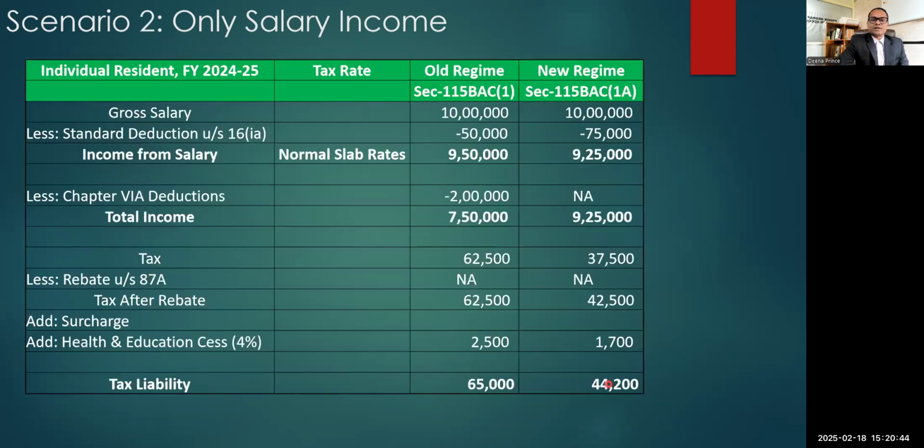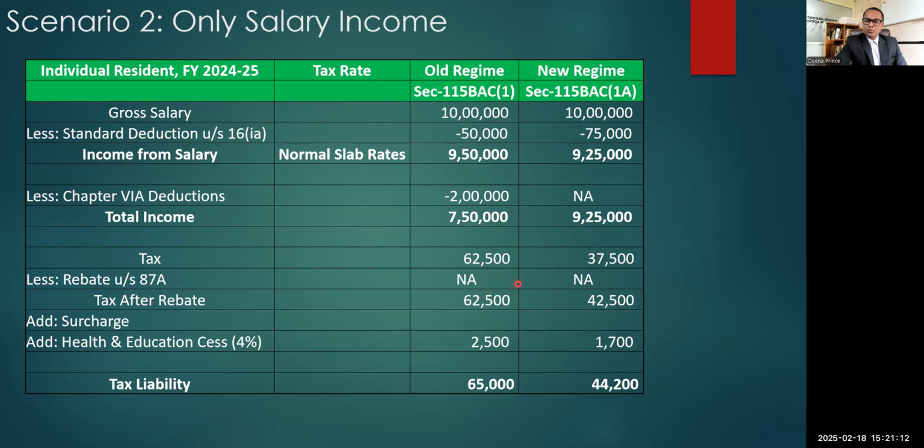Let's take another example again with salary, but higher salary, 10 lakhs. I will straight away jump to chapter 6A deduction. In case of old regime, it is allowed. I have taken 2 lakhs because it is 80C plus others also. In new regime, it is not allowed. We just saw it is explicitly not allowed there. You calculate tax as per the normal tax rate.